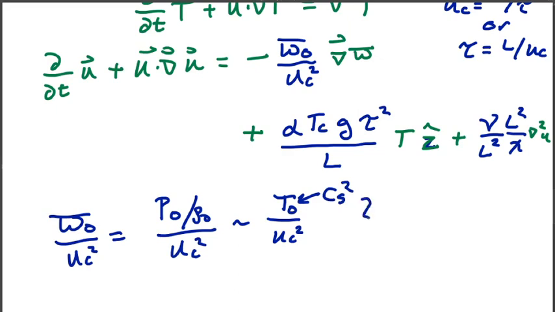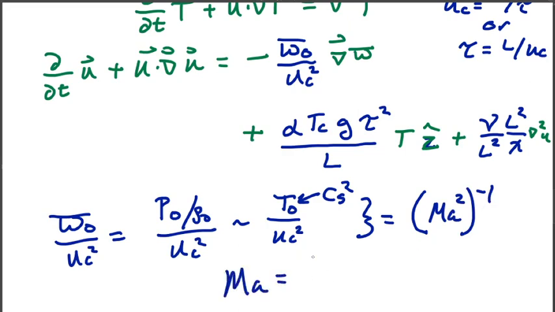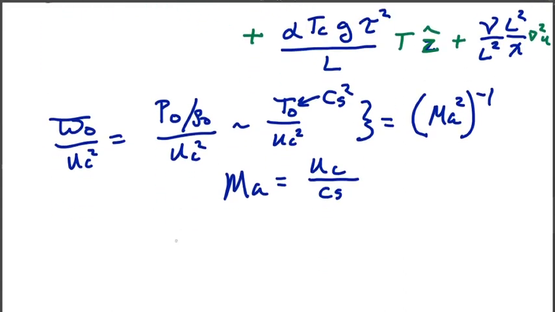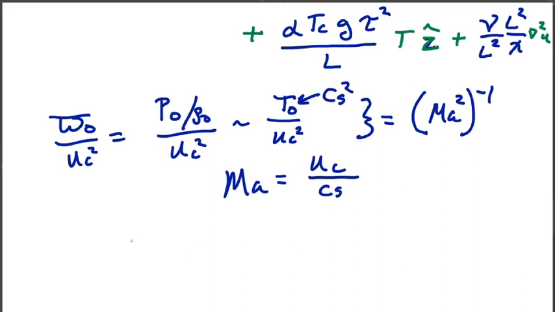So this whole term here is equal to the Mach number squared to the minus 1 over the Mach number squared, where the Mach number is defined as the characteristic velocity over the speed of sound. So our leading term in front of our omega looks something like Mach number to the minus 2. All right, what about our viscous term? Let's hop to that, and then we'll come back to our buoyancy term.